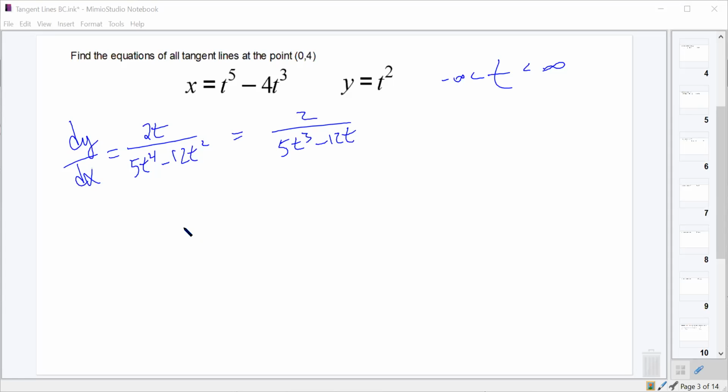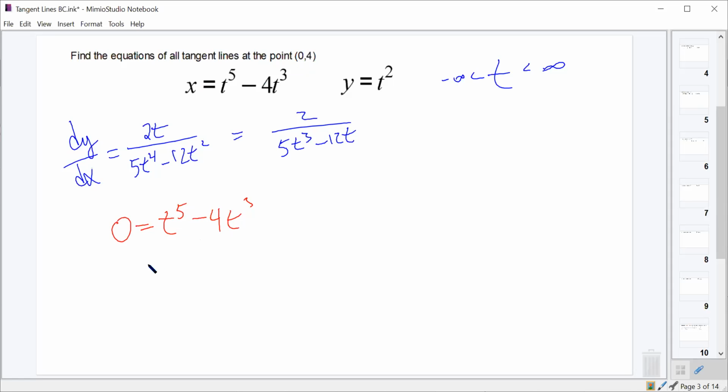Maybe find which t values give you the values of the point, is that what you said? Yeah, so we know that x needs to equal 0, right? So if x is 0, we know that t to the 5th minus 4t cubed needs to equal 0. And what can we do with that?